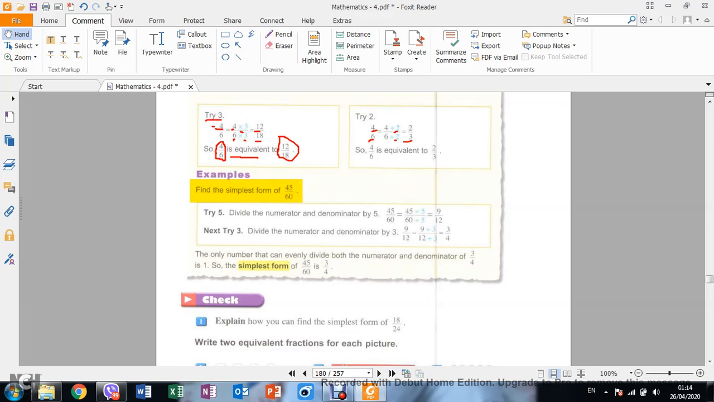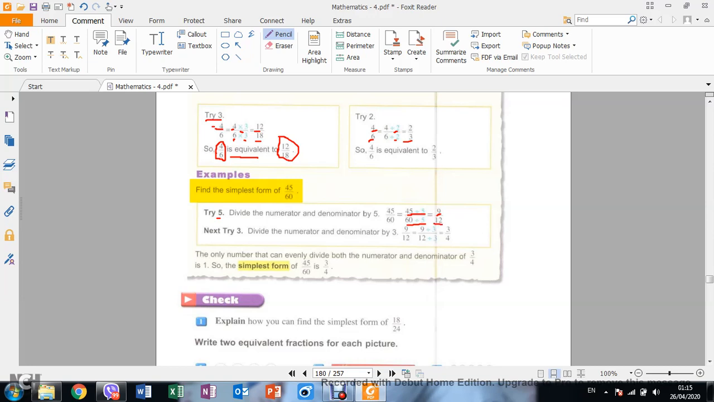So 45 divided by which number? At the same time we divide 60 by the same number. You can use divisibility. Because the last digit of 45 is 5, we can divide it by 5. And 60, the last digit is 0, again you can divide by 5. So by using divisibility, we try 5. We divide 45 by 5 and 60 by 5. 45 divided by 5 is 9, and 60 divided by 5 is 12.